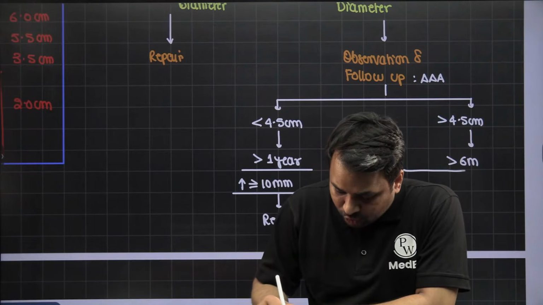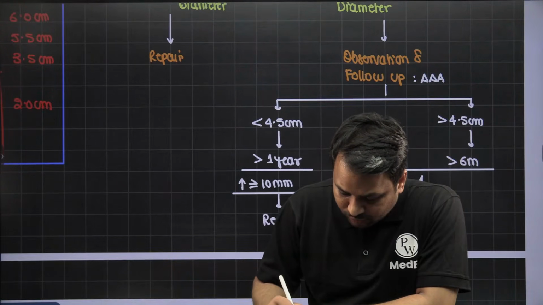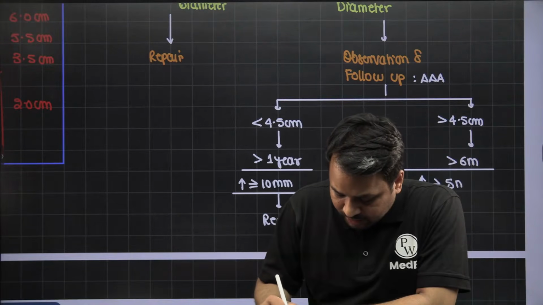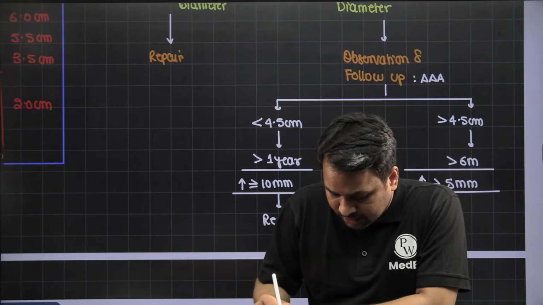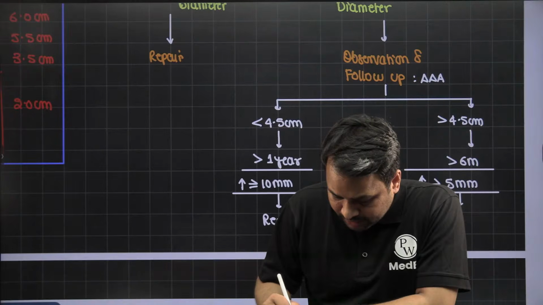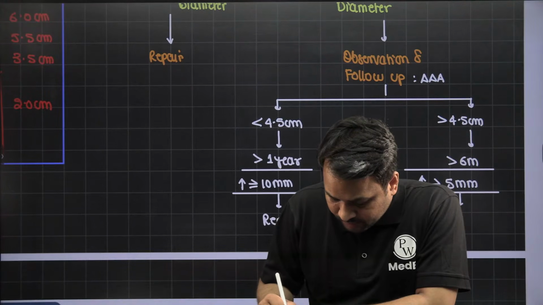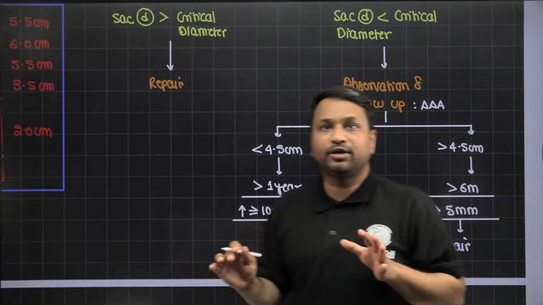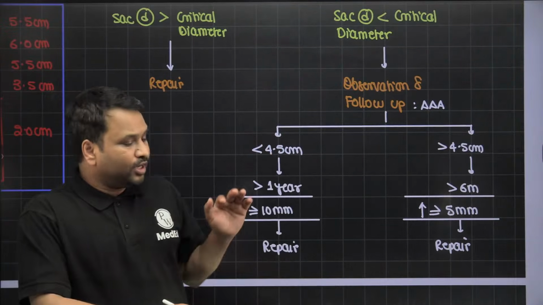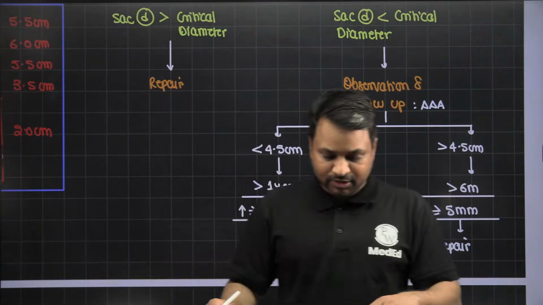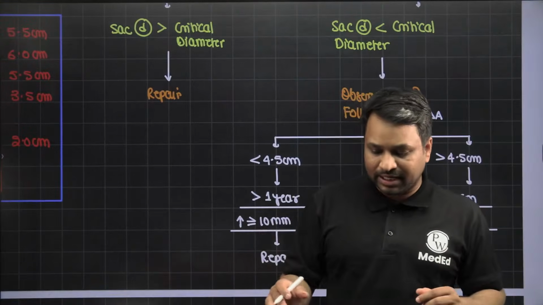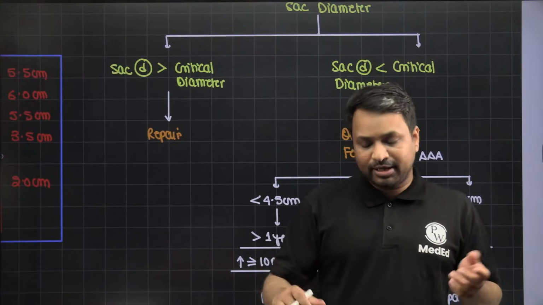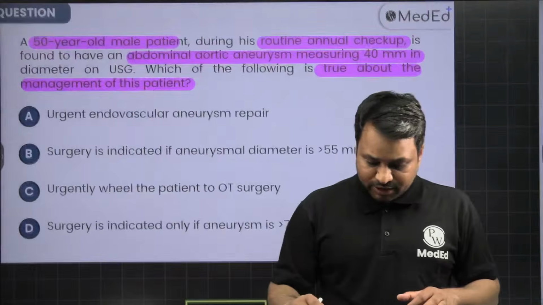In a 6 months follow-up, if there is an increase of more than or equal to 5 millimeters, again it will be called a critical increase. Here also we'll take the patient for repair. So these are the criteria for repair on either side, right? So in the question, it was 40 millimeters. 40 millimeters is less than 4 centimeters. If it is less than 4 centimeters, it was asymptomatic. It is going to be observation and follow-up, right?